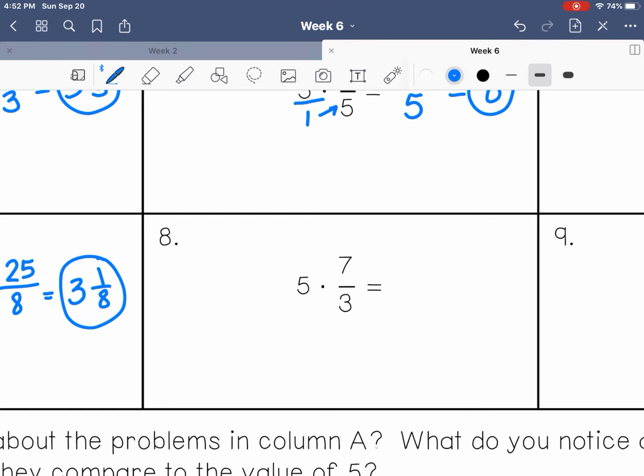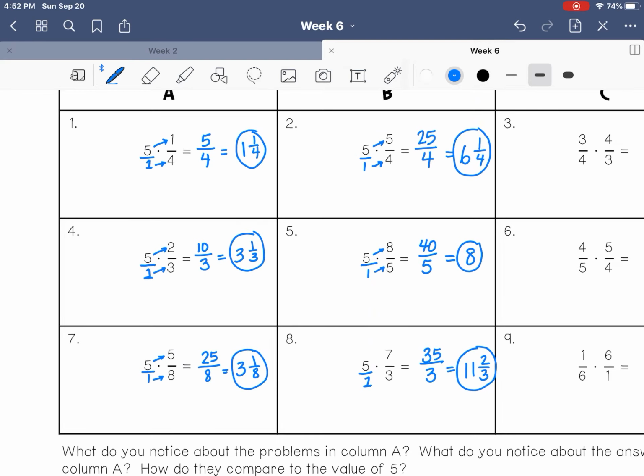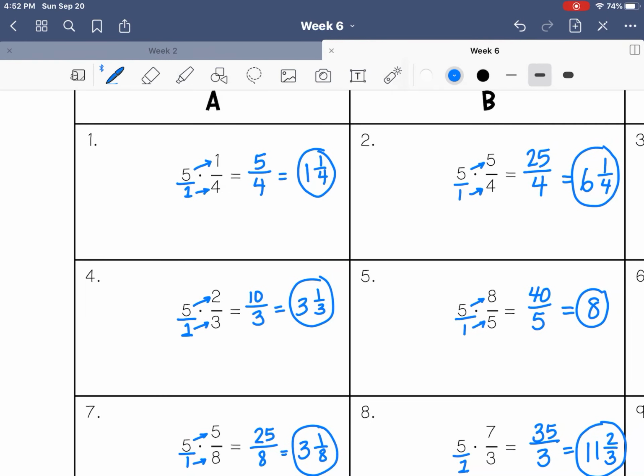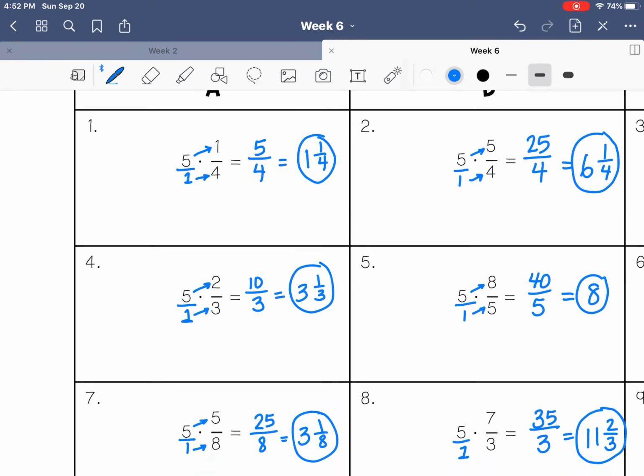And then the last problem in this column, 5/1 times 7/3. 5 times 7 is 35. 1 times 3 is 3. 3 will go into 35 11 times, and I'll have 2 left over. This is equal to 11 2/3. Now, let's answer some questions about these two columns. Before we answer the questions, let's look at column A. What do you notice? Those are all fractions.